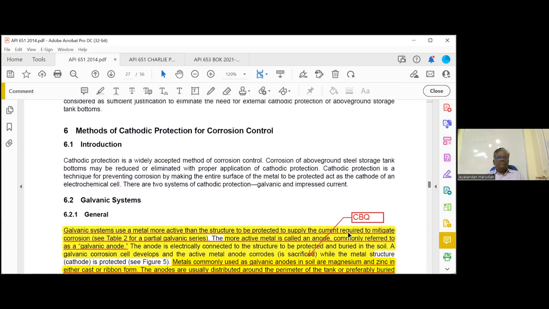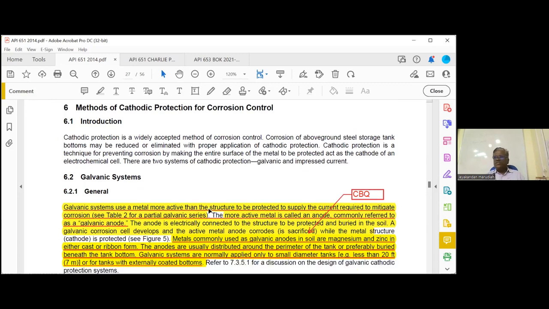Now, galvanic system, page 6.2.1, highlight the first two lines. Galvanic system uses a metal more active than the structure to be protected to supply the current required to mitigate the corrosion. The more active metal is called anode, commonly referred to as a galvanic anode.